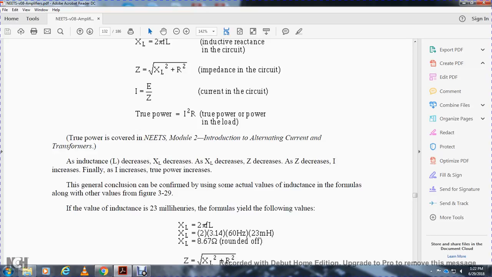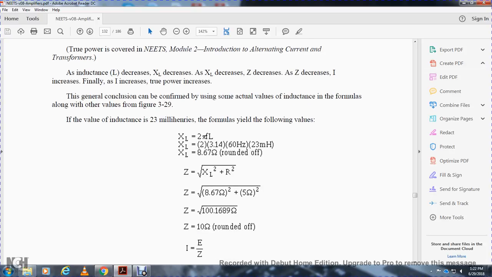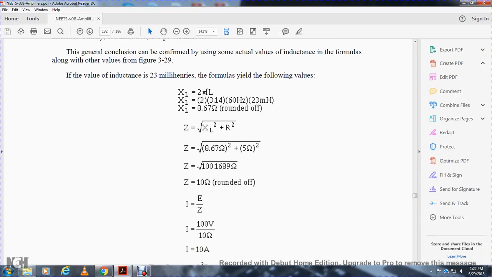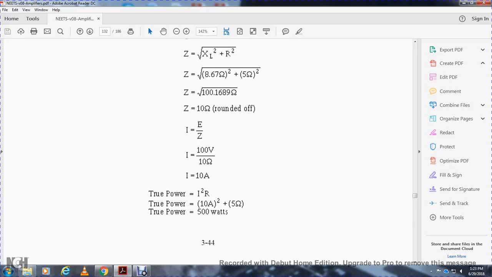This general conclusion can be confirmed by using some actual values in the formulas along with other values from figure 3-29. With an inductance of 23 millihenries, the formulas yield the following: inductive reactance is equal to 2 times 3.14 times 60 hertz times 23 millihenries, or 8.67 ohms rounded off. So your impedance is equal to the square root of 8.67 ohms squared plus 5 ohms squared, or the square root of 100.1689, or 10 ohms rounded off. Your amps is equal to 100 volts over 10 ohms, equal to 10 amps. The true power is equal to 10 amps squared times 5 ohms, or 500 watts.